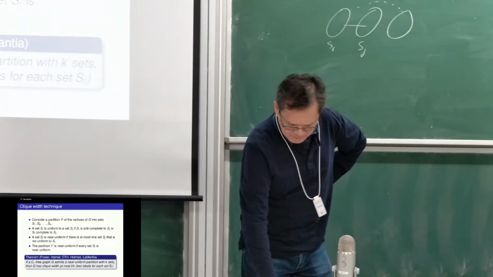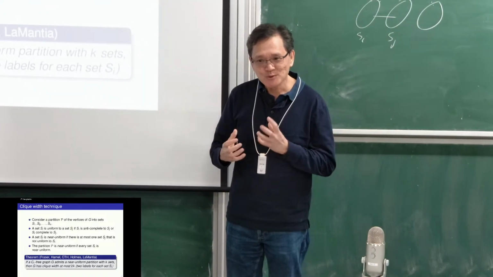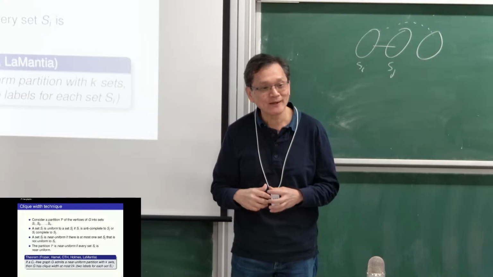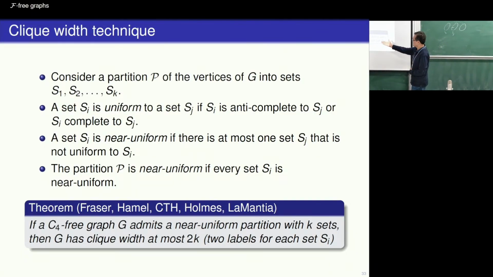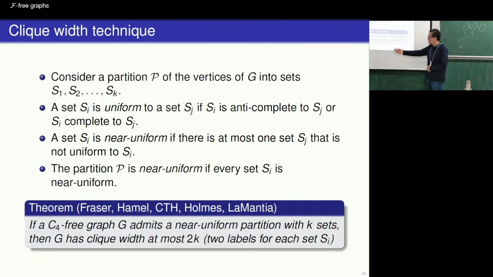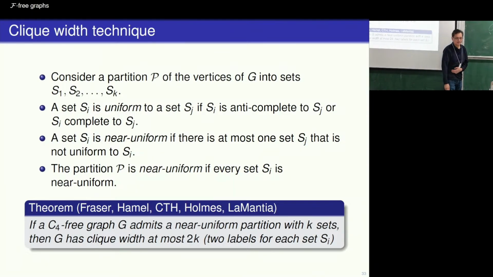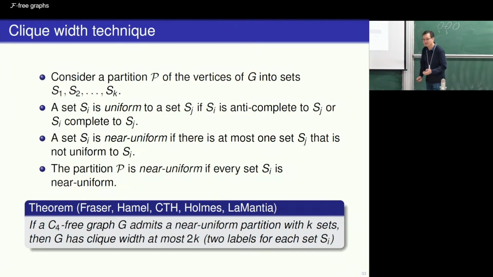And the thing about working on this problem is actually not proving the problem, but making the tools to prove the problem. I think the tools are more interesting than the result itself. So this is the tool that we say: the theorem says if a C4-free graph has a near uniform partition with K sets, then the clique width is at most 2K. Right, so this is the tool. This is why the idea of clique width works, right?